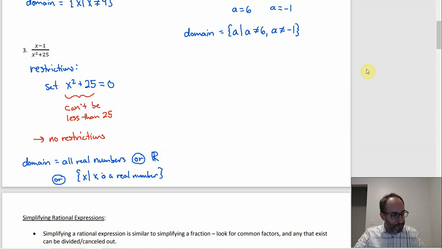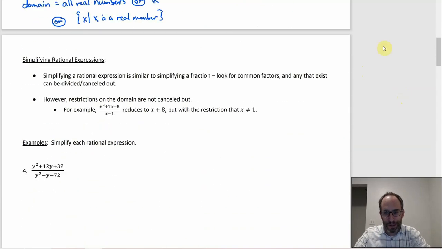All right, I think that's pretty much it for the domain for now. You just really have to worry about division by 0. So you just check for what values would result in that, you leave those out, and you should be good to go. All right, the next thing is simplifying rational expressions.